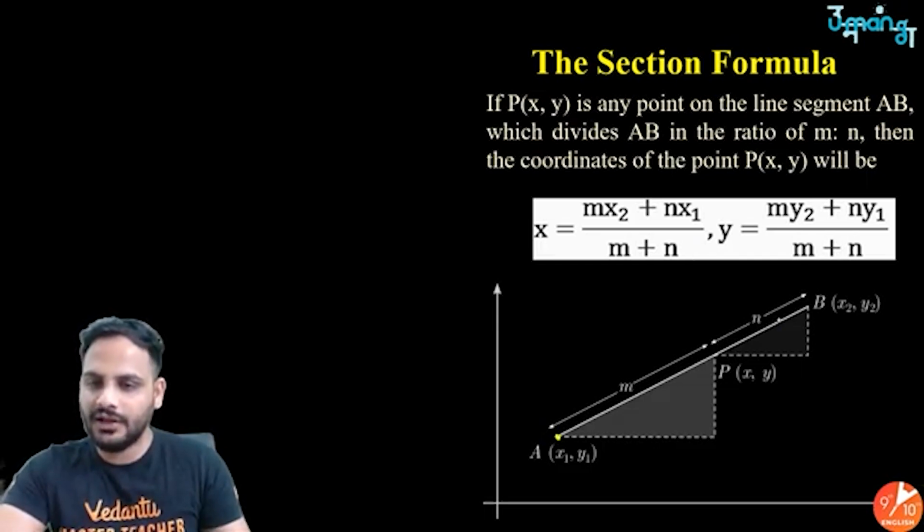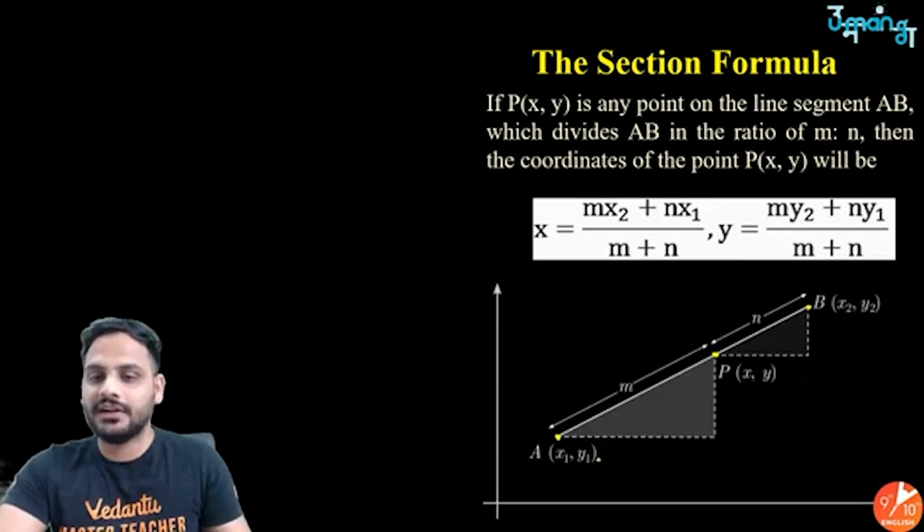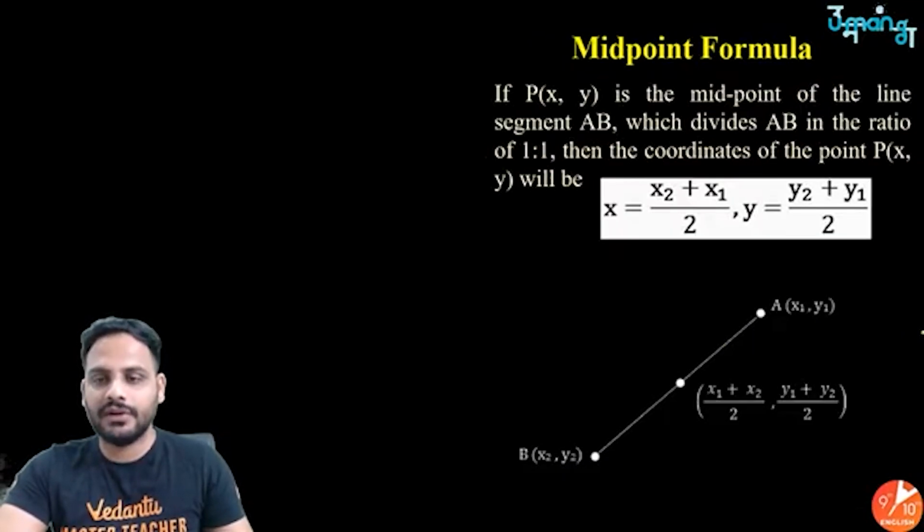Suppose you have a point A and a point B over here. Point A's coordinates are x1, y1. Point B's coordinates are x2, y2, and a point P is present over here such that it divides the line in the ratio m:n. Then remember the formula: the x coordinate is m into x2 plus n into x1 divided by m plus n, and the y coordinate will be equal to m into y2 plus n into y1 divided by m plus n. Okay beta, this is how you will have your section formula.